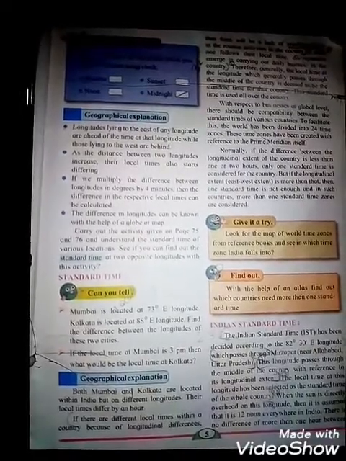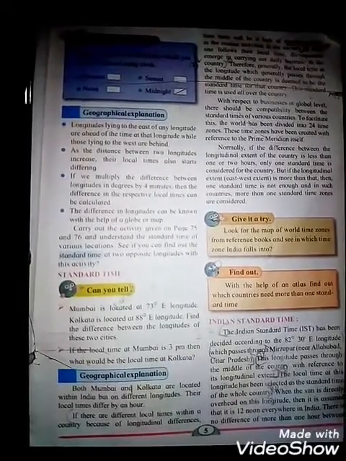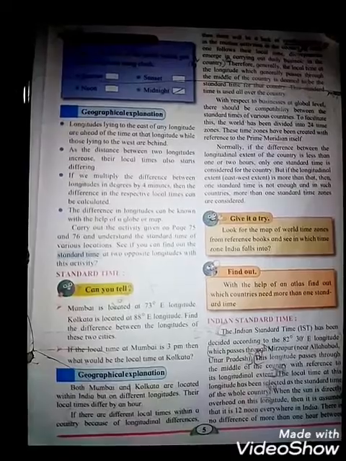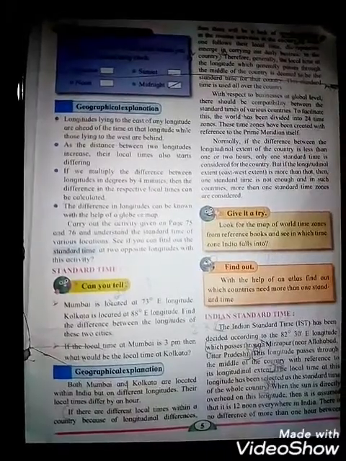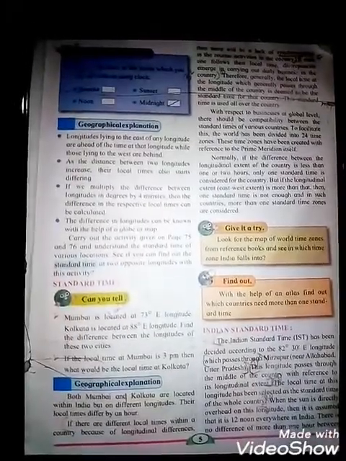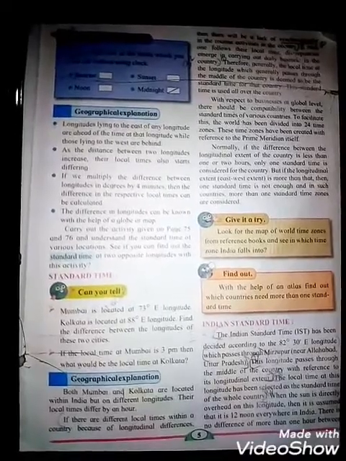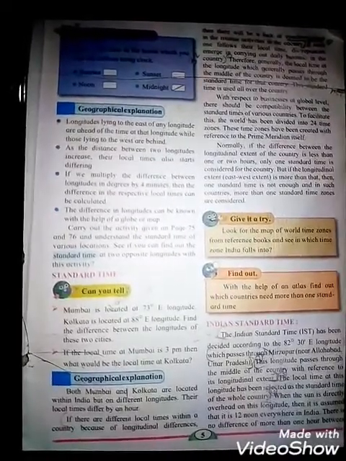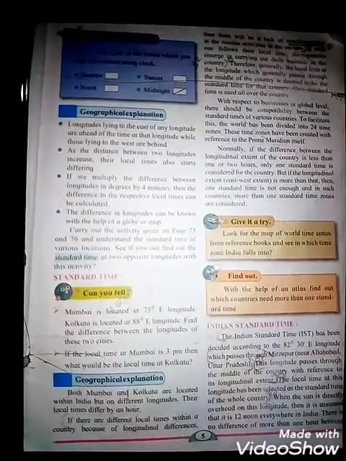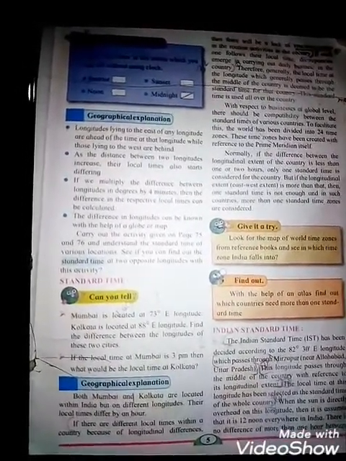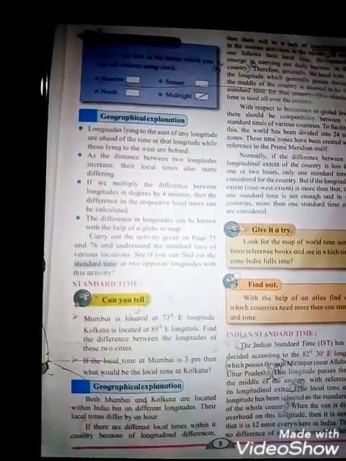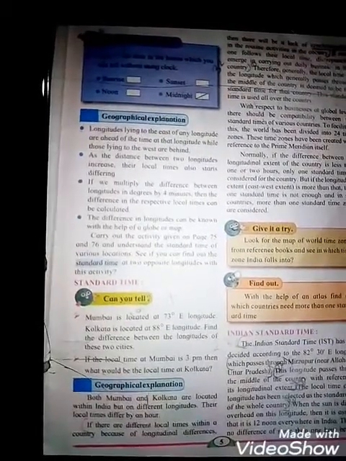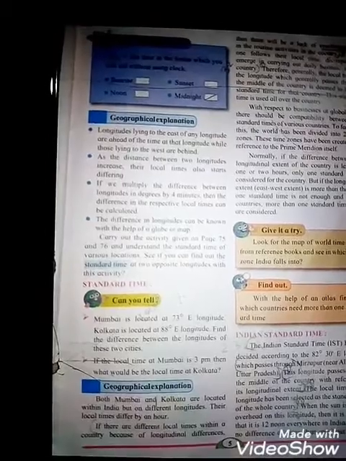If the local time of Mumbai is 3 p.m., then what will be the local time at Kolkata? See, students, both Mumbai and Kolkata are located within India, but they are on different longitudes. That's why their local time differs by an hour. Because Kolkata lies to the east of Mumbai, it will already be afternoon in Kolkata, a difference of 1 hour. That means if it is 3 p.m. in Mumbai, then in Kolkata it will be 4 p.m.